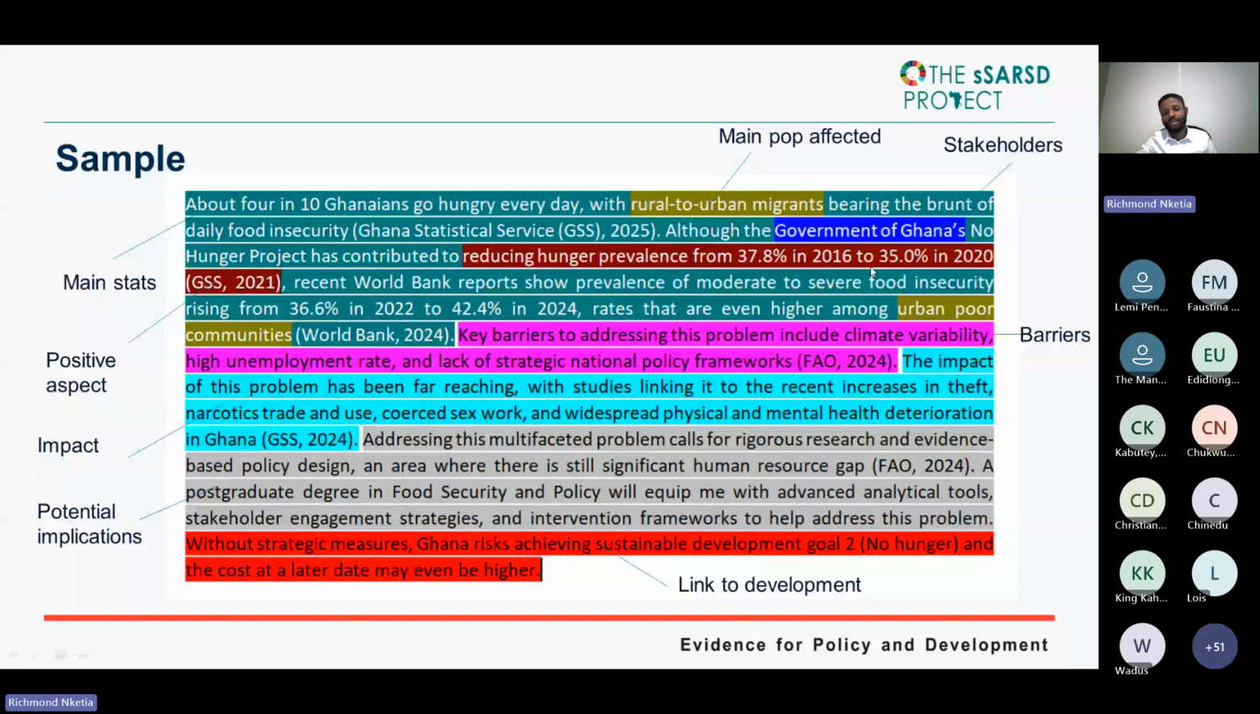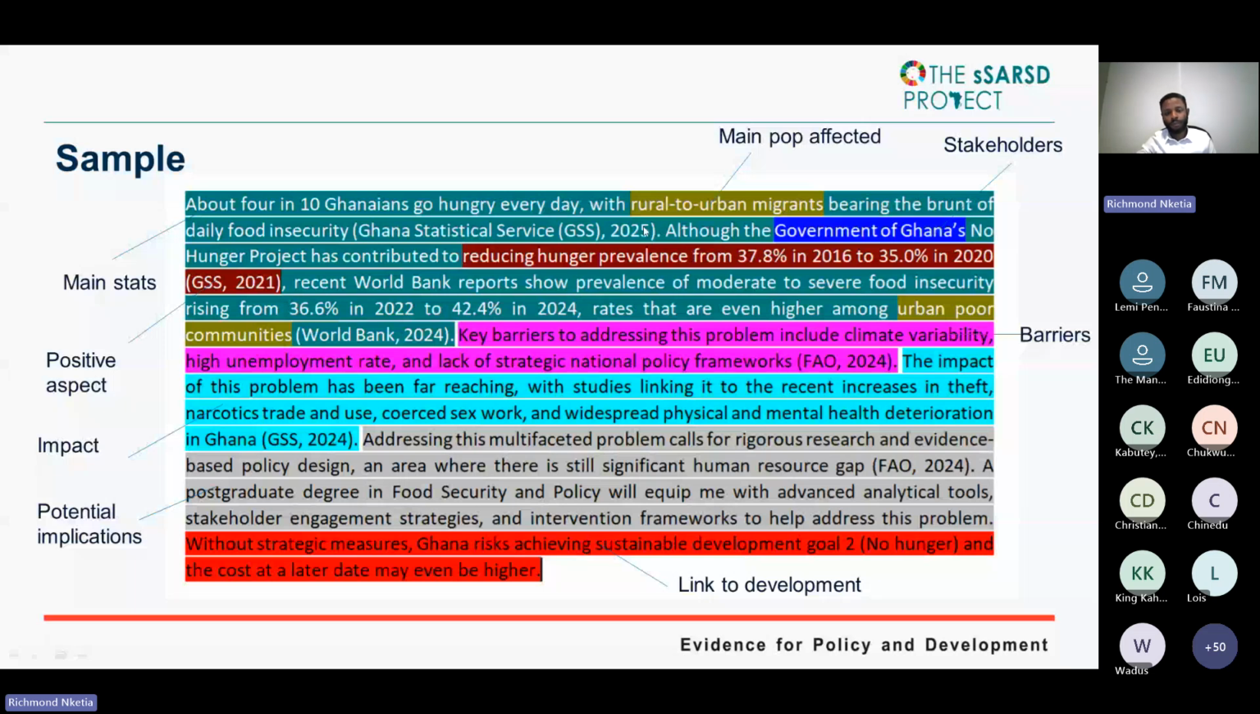Even when government is implementing policies to address that, it may not be enough to meet the growing demands. And so key barriers to addressing this problem include climate variability. So food production may have gone down over the last few years because of climate change, which by extension affects people in urban communities, where food prices tend to be higher compared to those living in rural areas. And then there's the high unemployment rate, which also tends to be more common among people who have moved from rural to urban areas and still haven't secured a job.